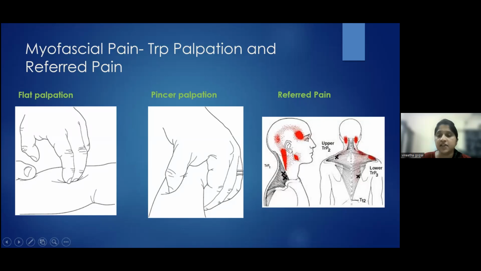And referred pain. You can take any textbook or search the literature for the common referral patterns of various muscles. For the trapezius, if the anterior trapezius is involved, the referral pattern will be like this. This was my patient who came in during my fellowship. I told you just before, he had this trigger point in his anterior trapezius, and he was telling of neck pain, headache, and lacrimation.